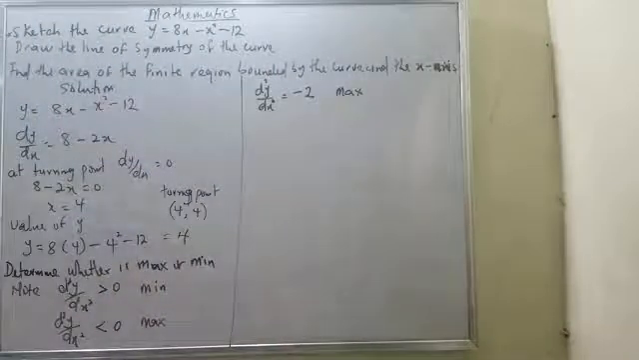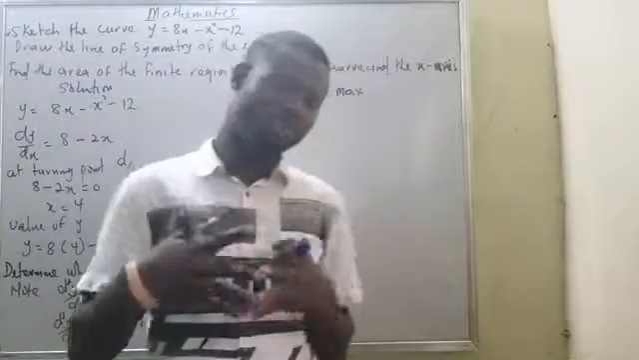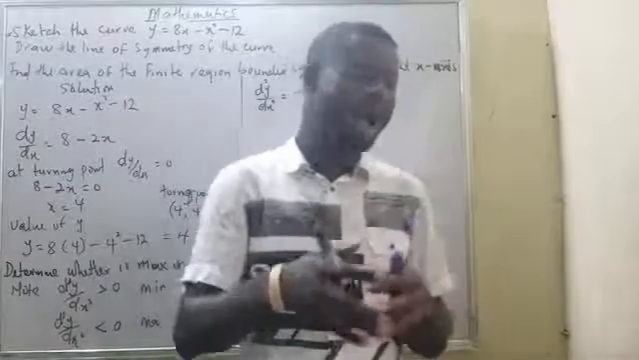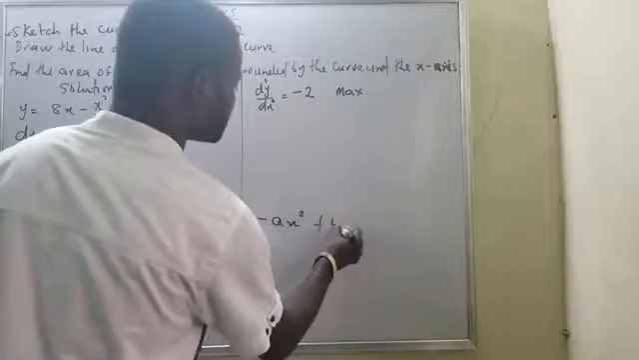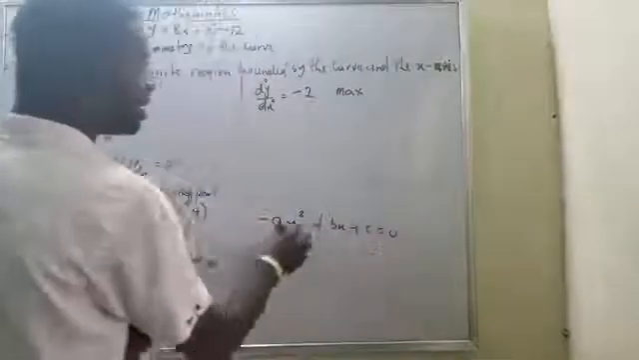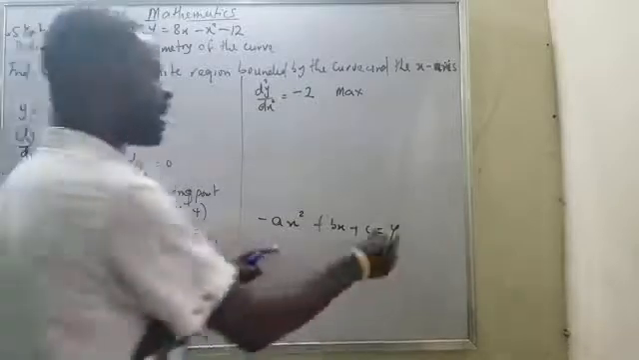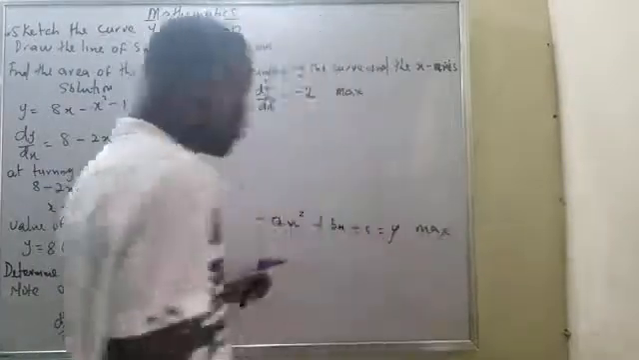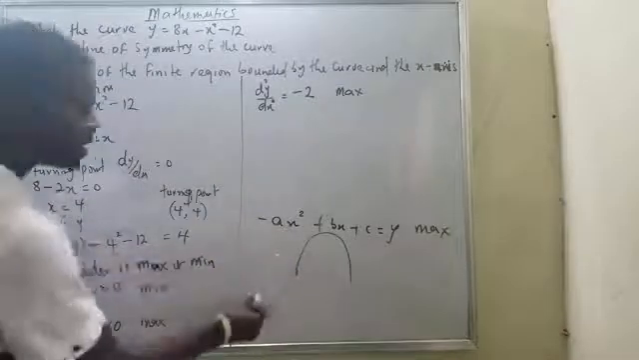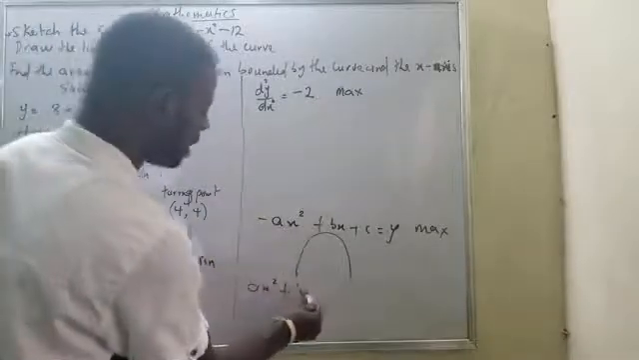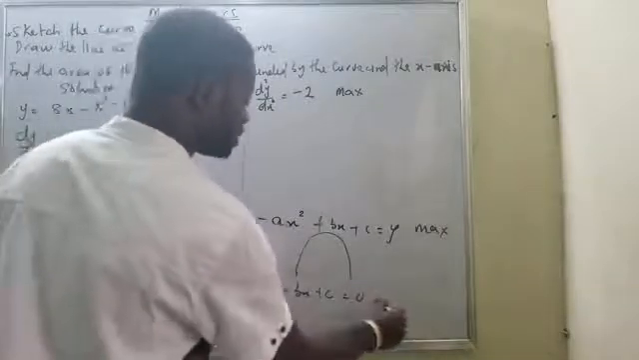How do I know whether it's maximum? What do you understand by maximum or minimum? There are two types of quadratic equation. The one that has minus, when you have ax squared plus bx plus c equals y, this is known as a maximum graph. When you plot this graph, it will come in this form. When you have it in the form of x squared plus bx plus c, this is known as minimum. Think of that.